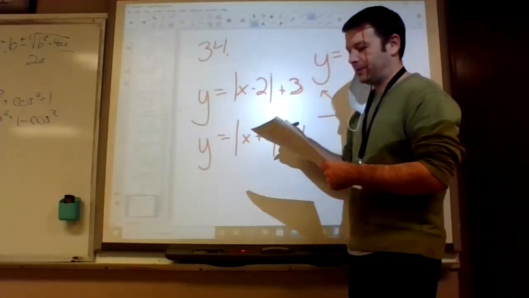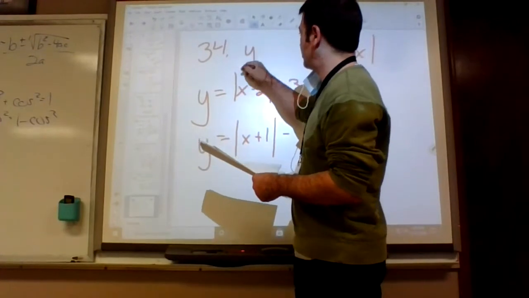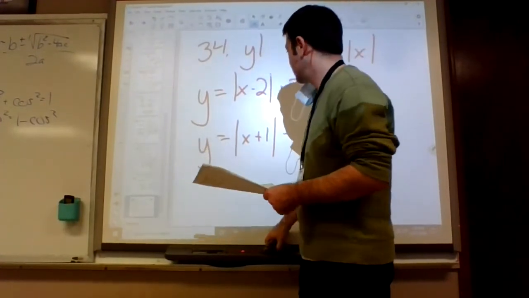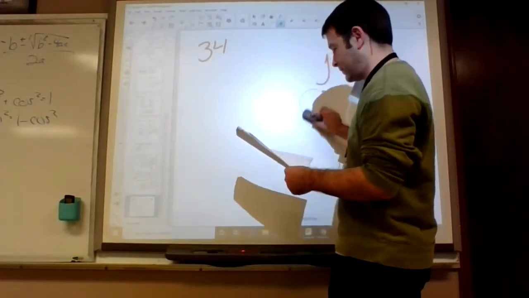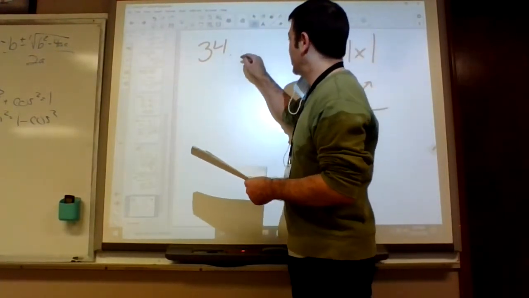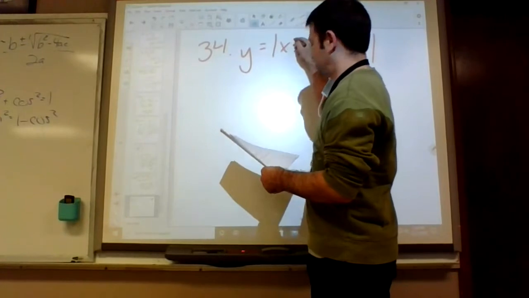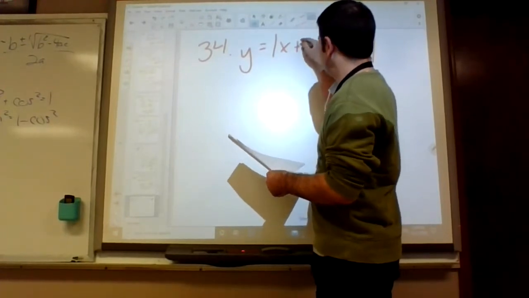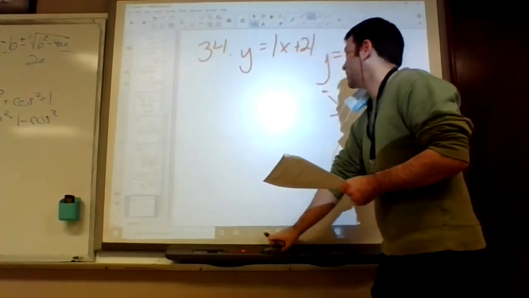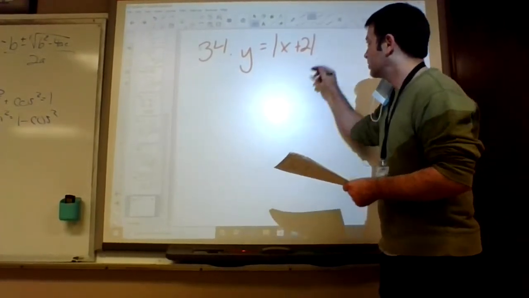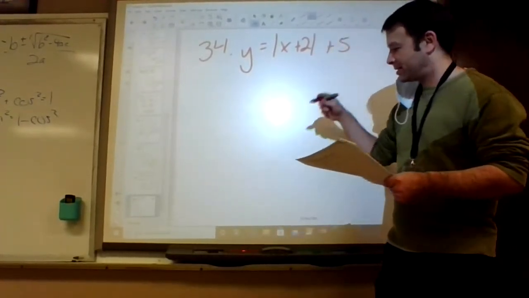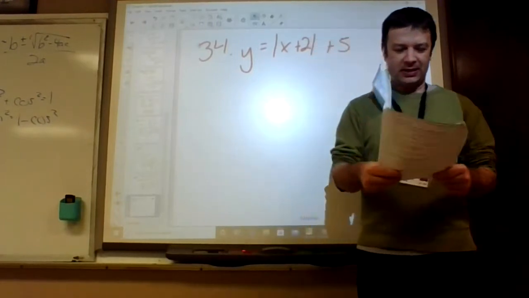Number 34 would be y equals absolute value of x plus 2. Yes, it'd be plus 2 and plus 5. So it's y equals absolute value of x plus 2, plus 5: plus 2 to make it go left 2 and plus 5 to make it go up 5. Well, you guys did forget it. It's kind of hard.